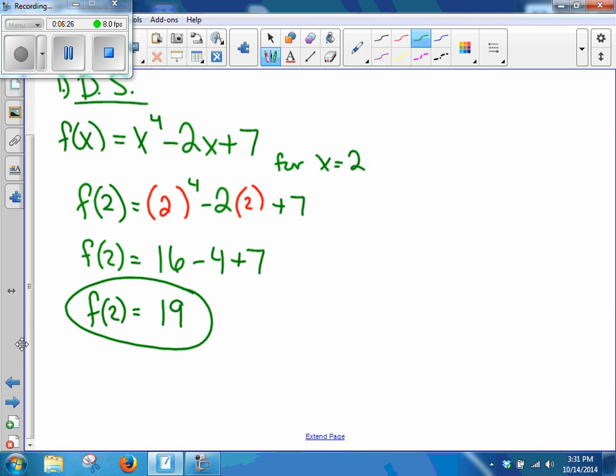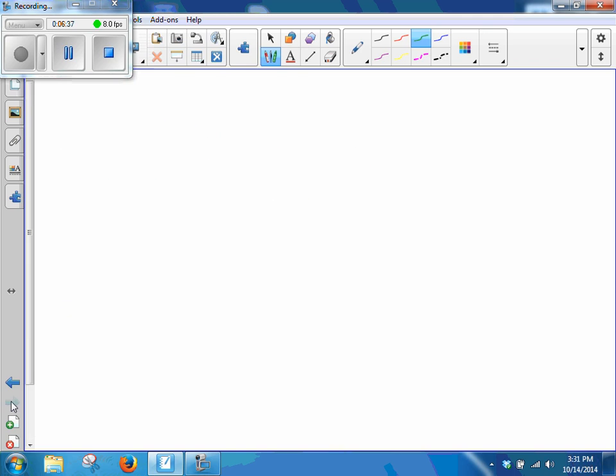Okay, that's easy. You just plug in numbers. Okay, hopefully that makes sense. What we're going to do, though, with synthetic division is get a quicker way to go about doing that. Okay, so let's refresh on synthetic substitution.